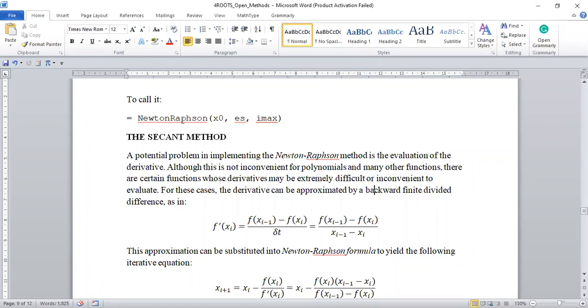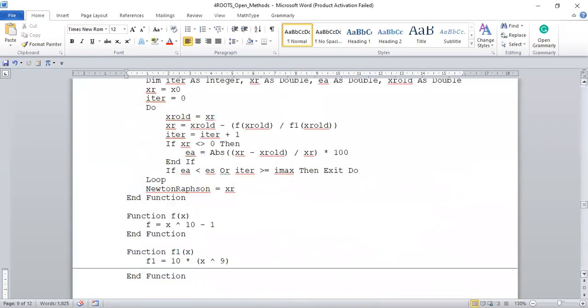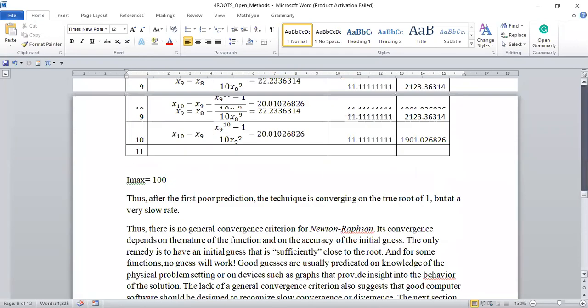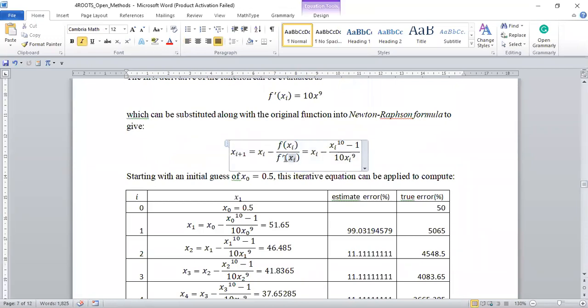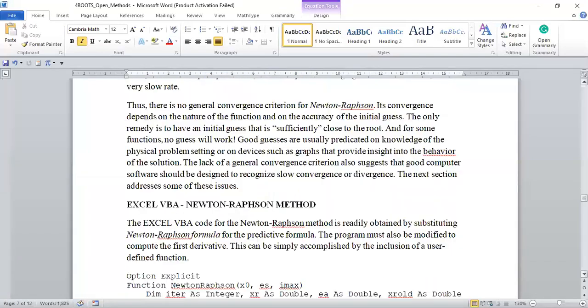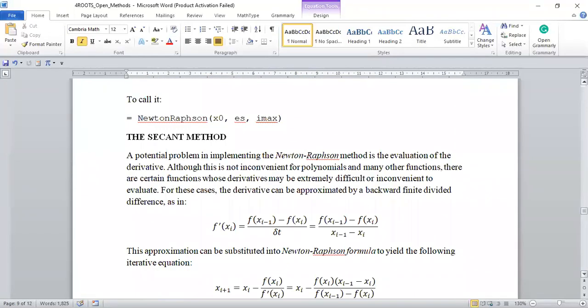So like I said previously, as the students rightly pointed out, for the Newton-Raphson method, you need to calculate the first derivative. So this is the Newton-Raphson method. You need to calculate the first derivative, but we don't want to do that. So we have to find a way to do that.